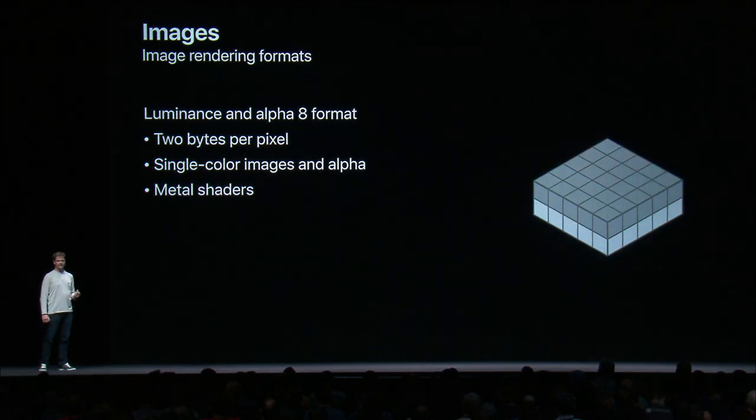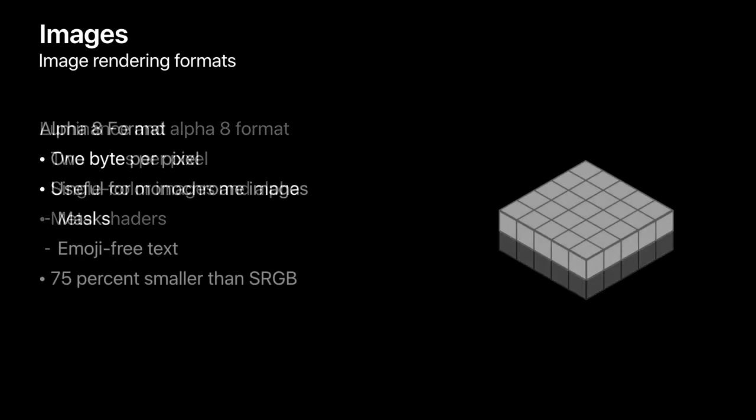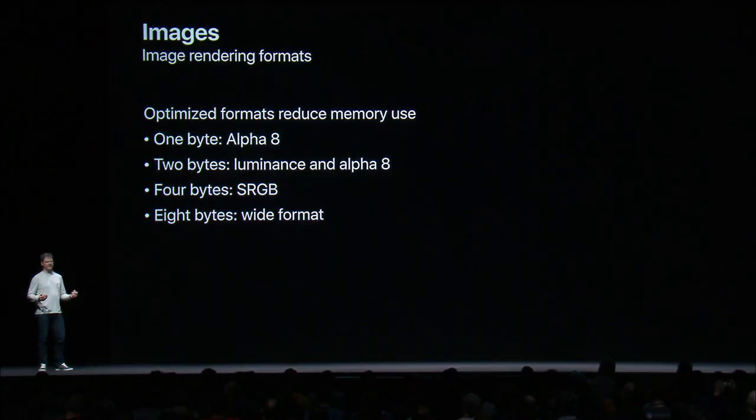Now there's a luminance and alpha 8 format. This format stores a grayscale and an alpha value only. This is typically used in shaders, like Metal apps, so not very common in our usage. We can actually get even smaller. We can go down to what we call the alpha 8 format. Alpha 8 just has one channel, 1 byte per pixel, very small. It's 75% smaller than sRGB. This is great for masks or monochrome text because we're using 75% less memory. So if we look at the breakdown, we can go from 1 byte per pixel with alpha 8 all the way up to 8 bytes per pixel with wide format. There's a huge range. So what we really need to do is know how to pick the right format.